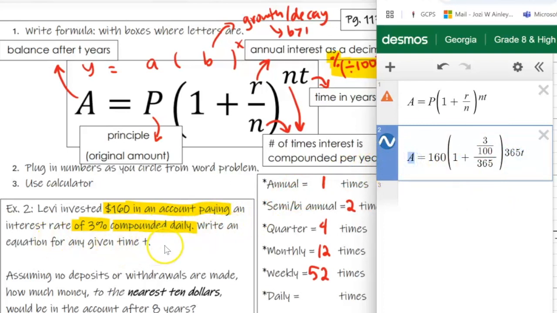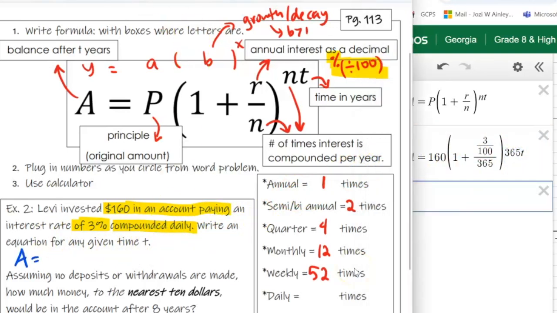Write an equation for any given time T. A equals my principal, which is 160, parentheses 1 plus my interest rate. And remember, anytime you have percent, you have to divide that by 100, over compounded daily, which is 365. Close that to the power of 365 times whatever the time is.